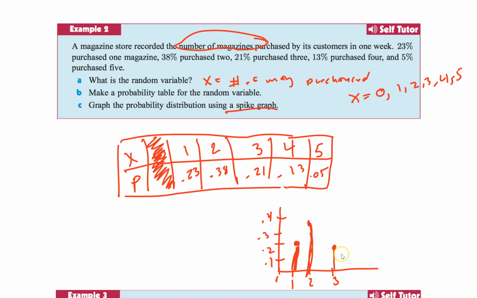Very close to number 1. At 4, 0.13, so like around here. And then at 5.5, so like right here. Right, so the spike graph, you can see it's, look at the tail, positively skewed, right? A lot of people should be buying, not that many people bought magazines, but a few people bought the thing higher than it should be, so positively skewed. And most likely you'll buy 2 magazines. That's what that kind of means.